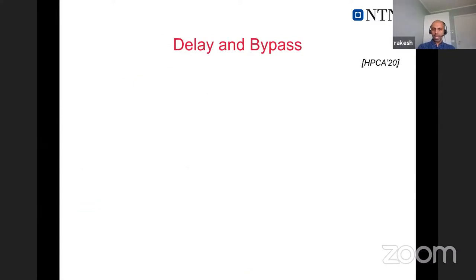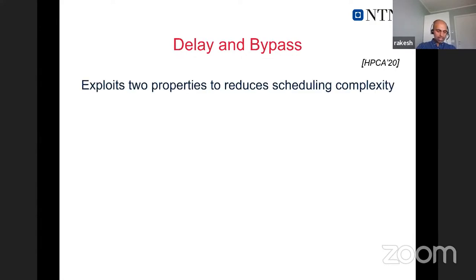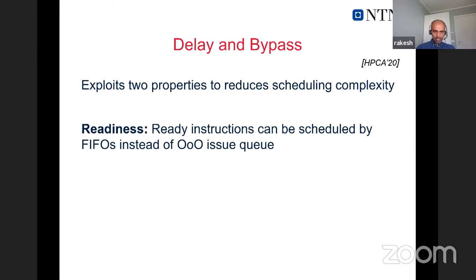So to reduce this complexity, we propose delay and bypass, which is a mechanism that exploits two instruction properties. First is readiness, which means that when you dispatch some instructions to the instruction queue or issue queue, some of them are already ready. That means you don't really need a complex queue to execute them. You can equally well bypass them to a fast in-order queue or a FIFO and schedule from there, because they don't really benefit from this broadcast and comparison, since their operands are already ready.